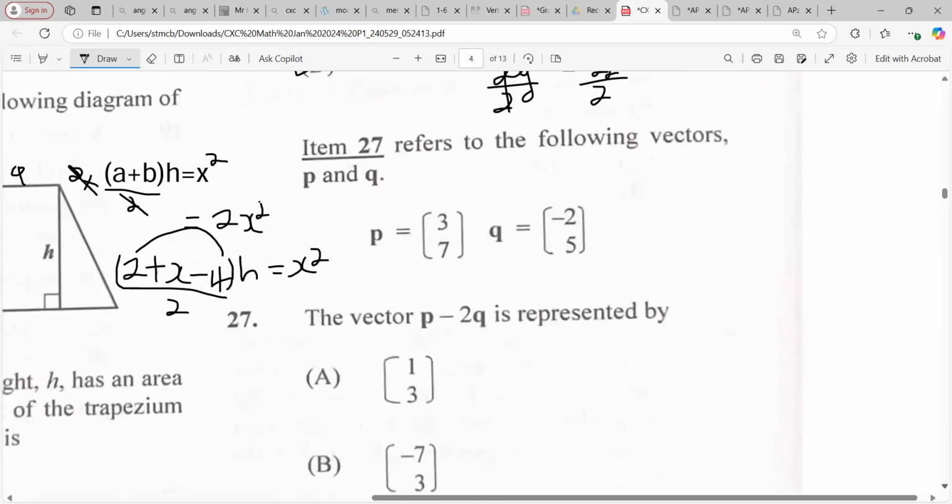It says, item 27 refers to the following vectors P and Q. The vector P minus 2Q is represented by. So all I want to do is just do what they asked us to do.